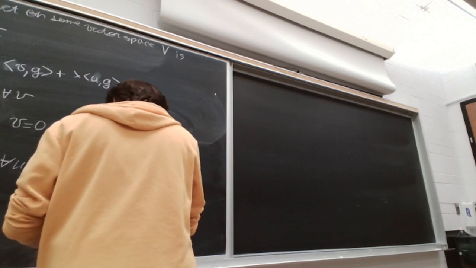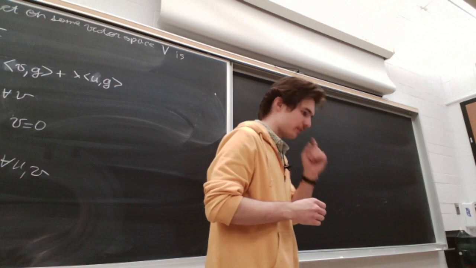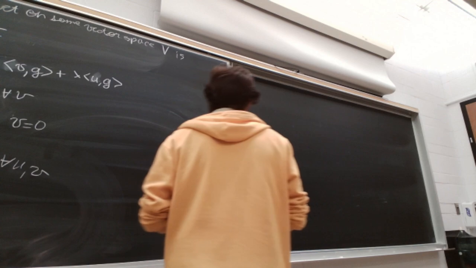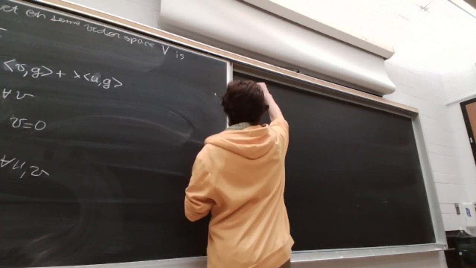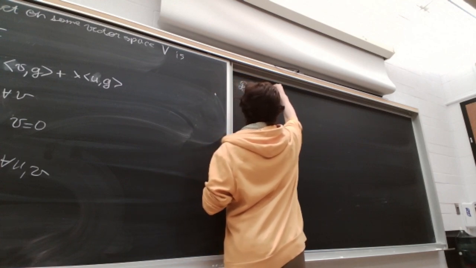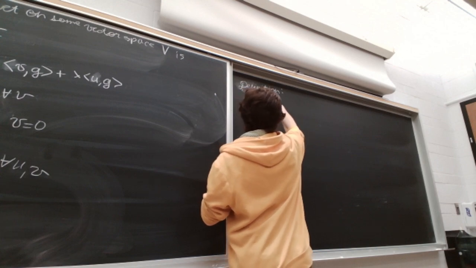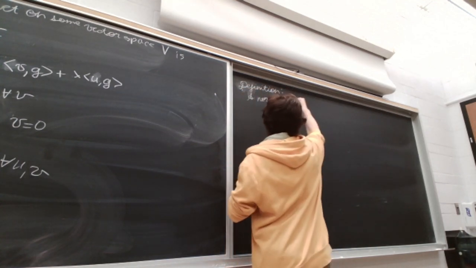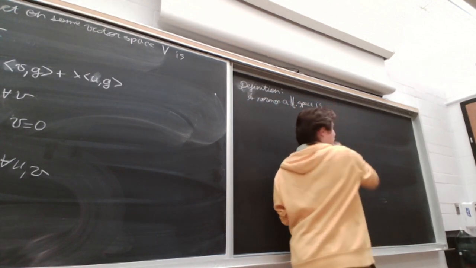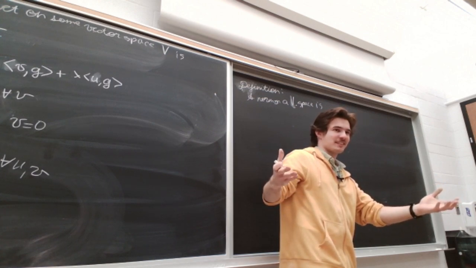Okay. So now let's maybe switch colors to add something. Now we're going to define a new thing. We're going to define a norm. So, definition. A norm on a vector space is a function?